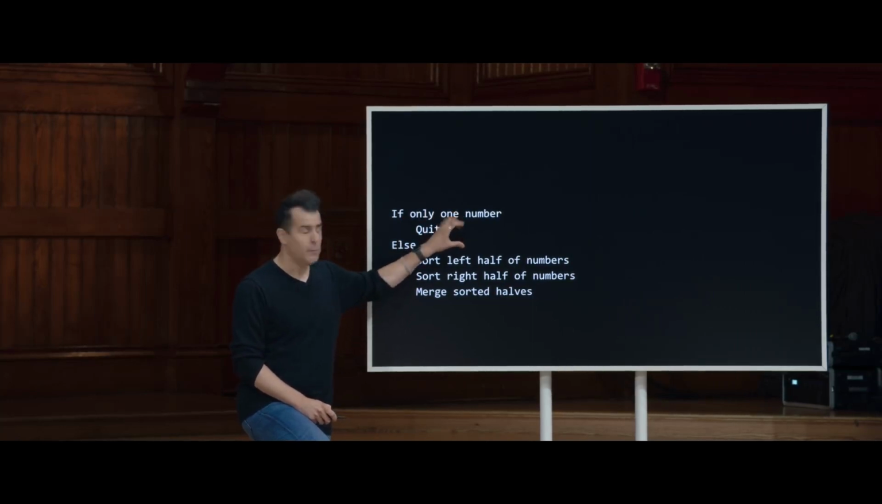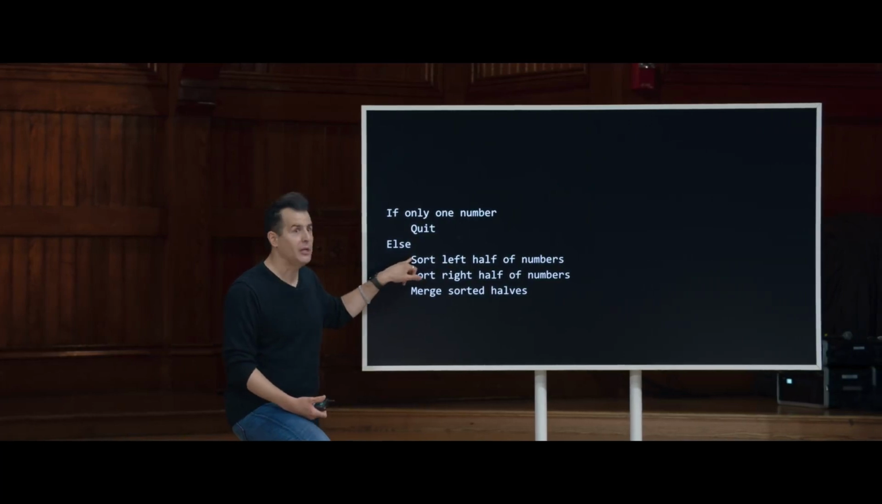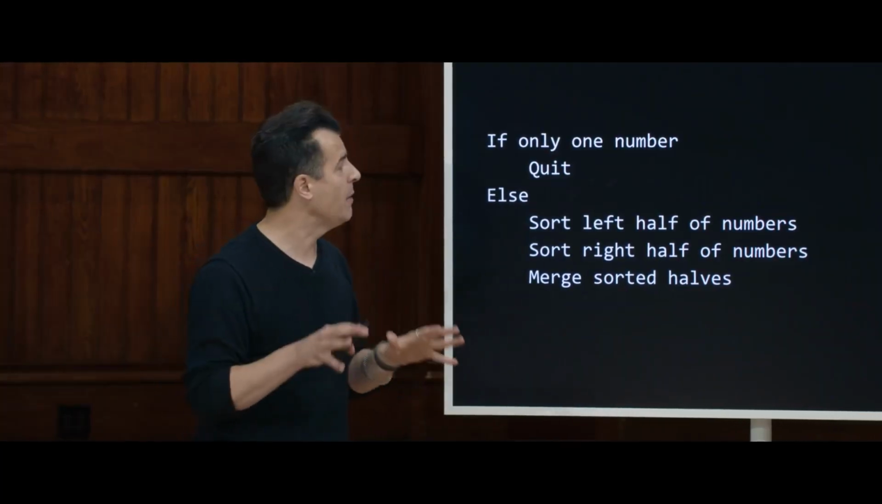So this is my base case because this is recursive. Because if this is a sorting algorithm called merge sort, I'm kind of cheating by using the verb sort in the sorting algorithm. But that just makes it recursive. It doesn't make it wrong.